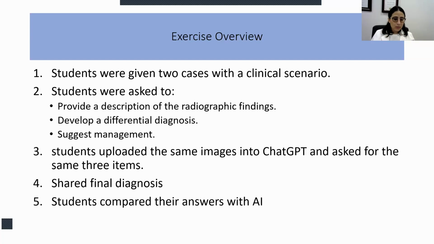When the students were done with this process, I asked them to put these two cases into ChatGPT and ask ChatGPT the same thing. I also used those cases from published articles. At first, I didn't tell the students what the lesion was. When the students uploaded the cases into AI and read the AI findings, I then shared the diagnosis with them, so the students could compare their results with the AI result.